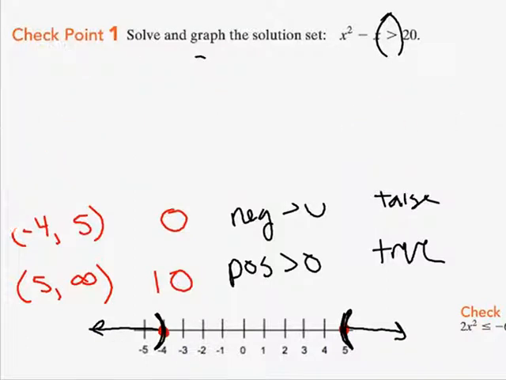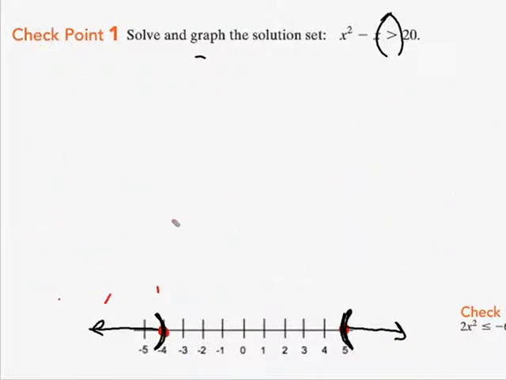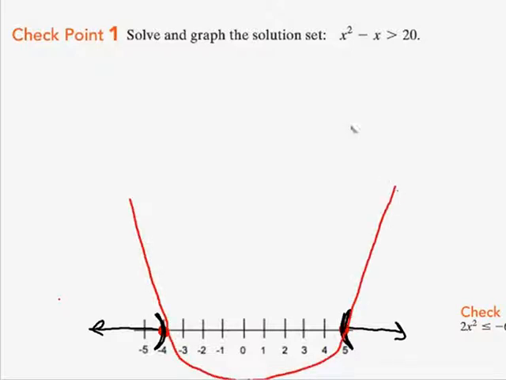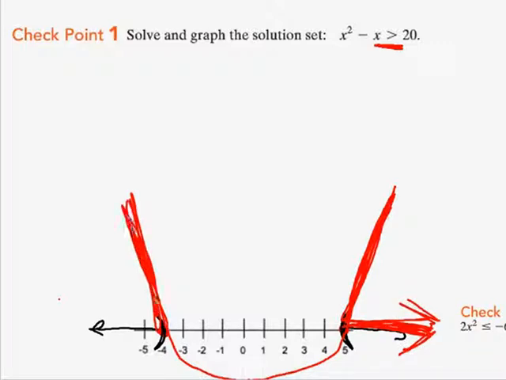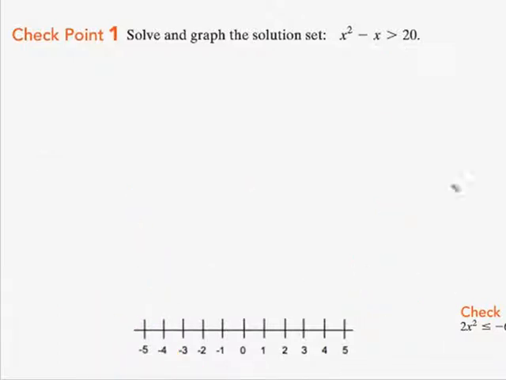And let's do a quick check conceptually. This again is a positive x squared. Positive x squared is a parabola opening up, so it would look something like this. And our inequality was greater than, so where is the parabola above the x-axis? Yes, we're above the x-axis here. That corresponds to 5 to infinity. We are above the x-axis here. That corresponds to the negative 4 off to negative infinity. All right, good times with graphs.